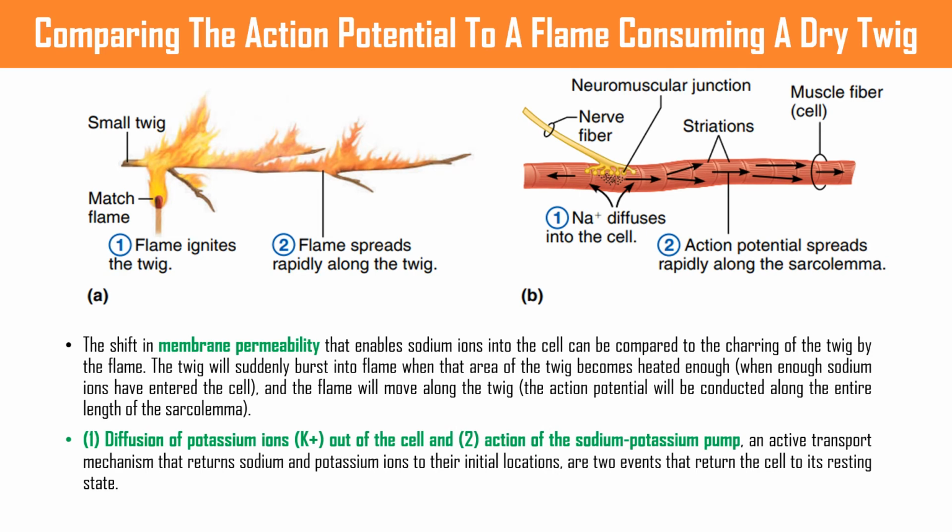Diffusion of potassium ions out of the cell and the action of the sodium-potassium pump, an active transport mechanism that returns sodium and potassium ions to their initial location, are two events that return the cell to its resting state.